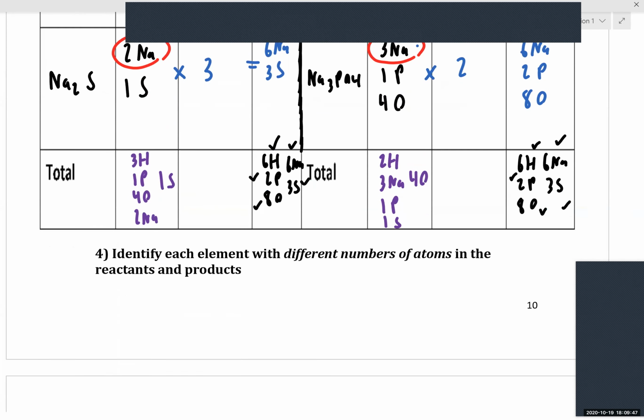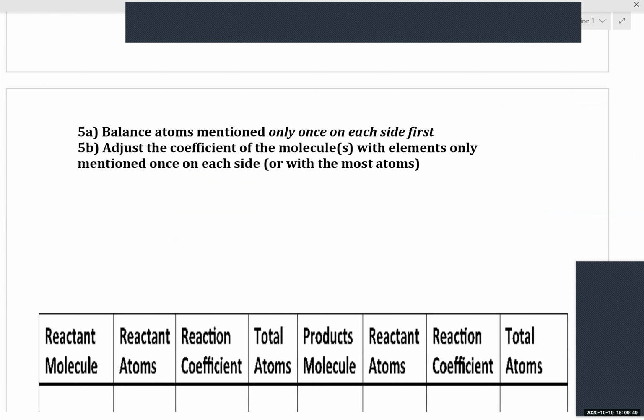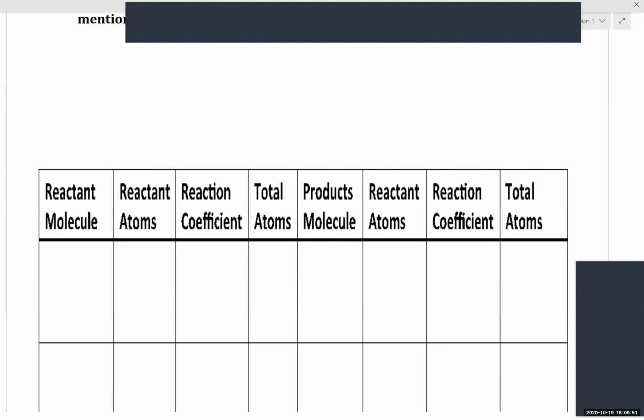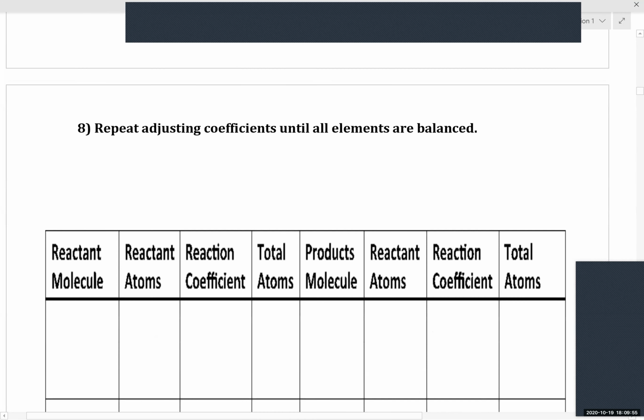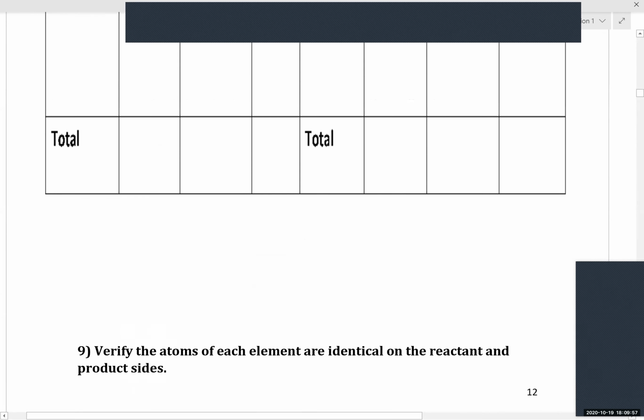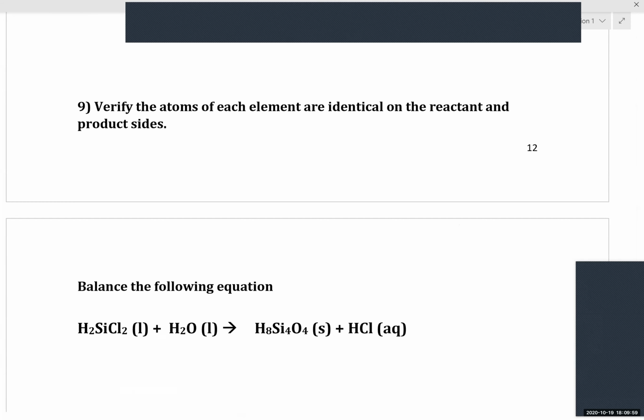So this was just blank space in case we needed some more space working through this problem. I always try to make sure that students never run out of space.